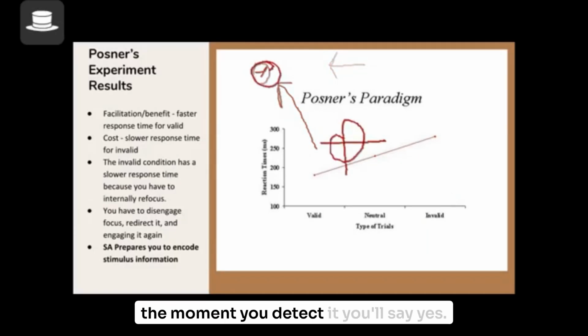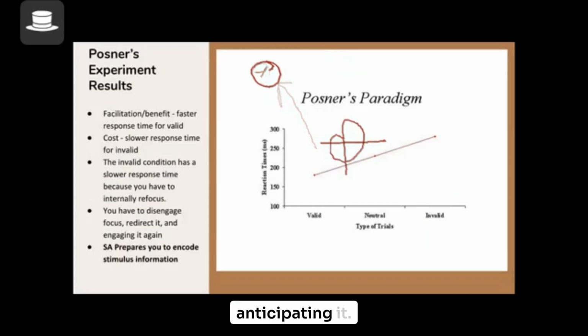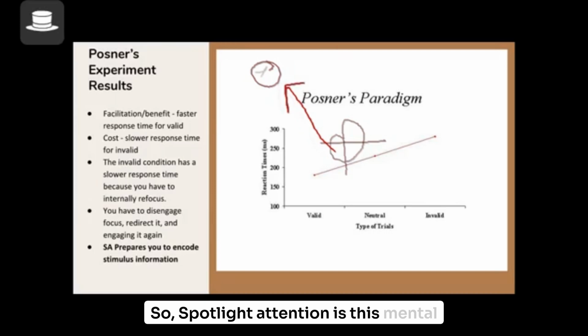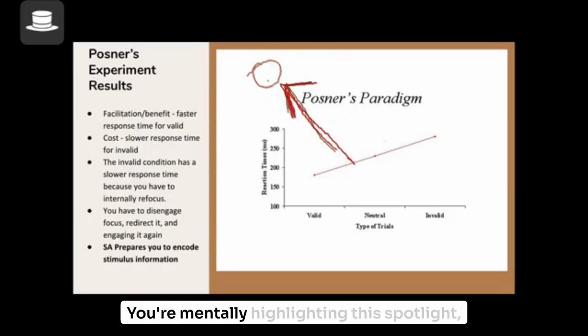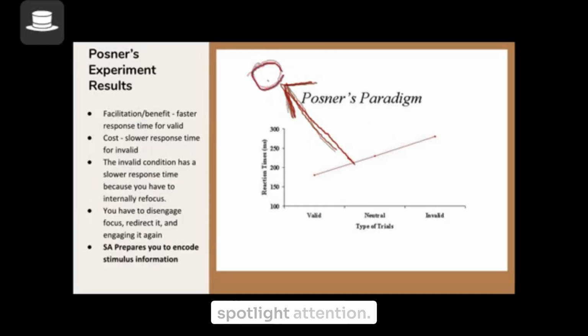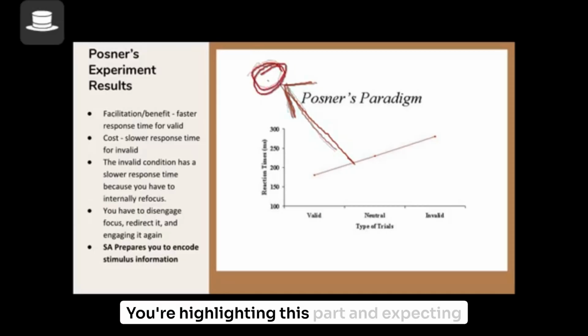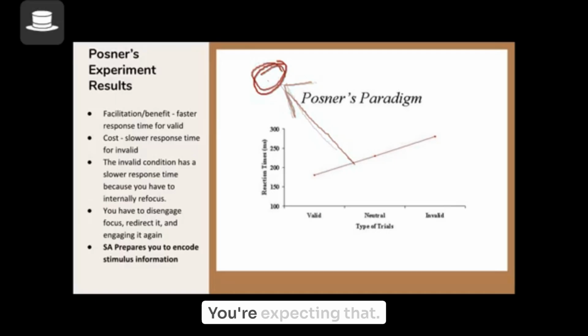The moment you detect it, you'll say yes. So it will be quicker because you're anticipating it. So spotlight attention is this mental anticipation. Remember, you're not looking at this. It is the mental anticipation. You're mentally highlighting this spotlight attention. You're highlighting this part and expecting it, not visually, not actually looking at it. You're expecting that. That is spotlight attention.